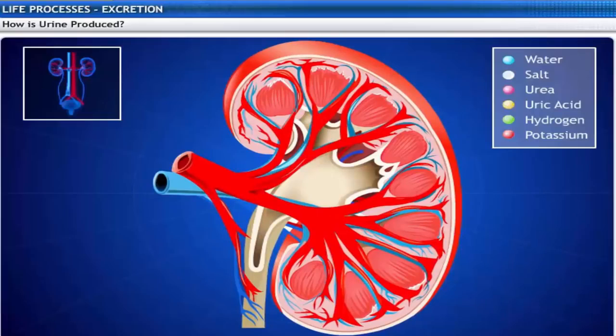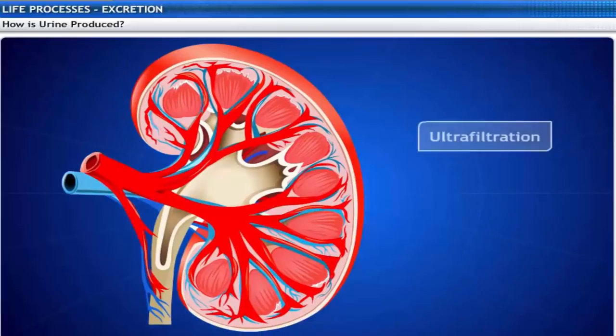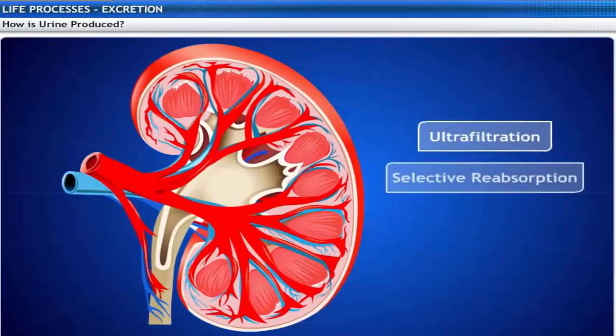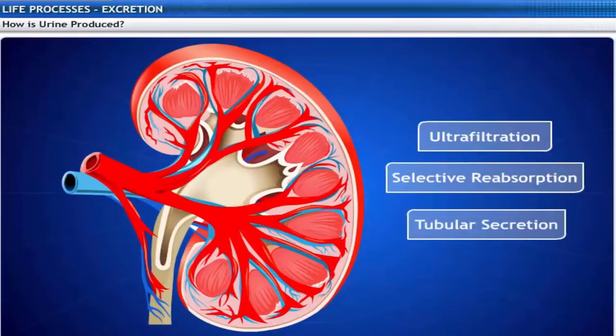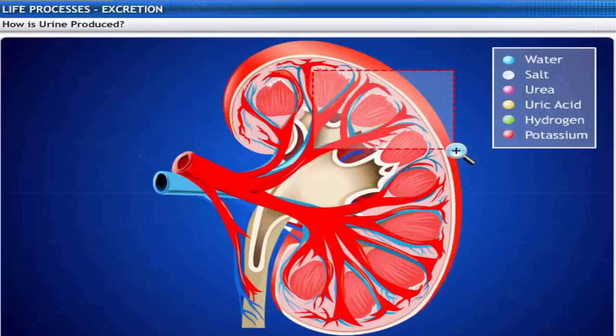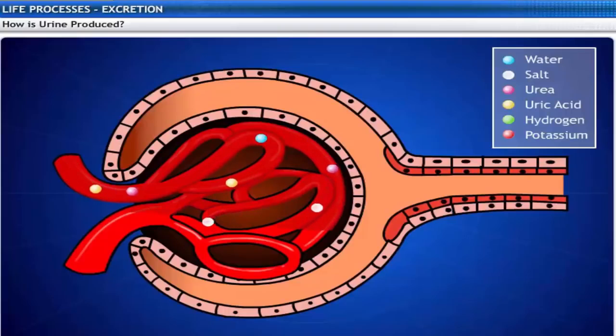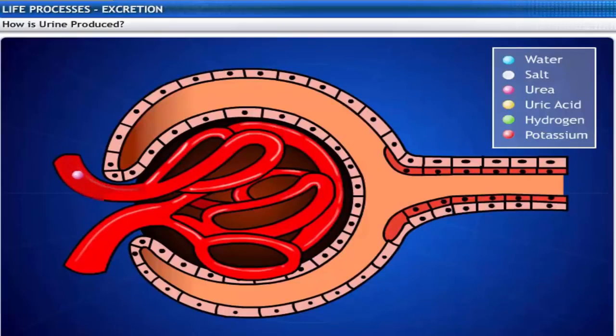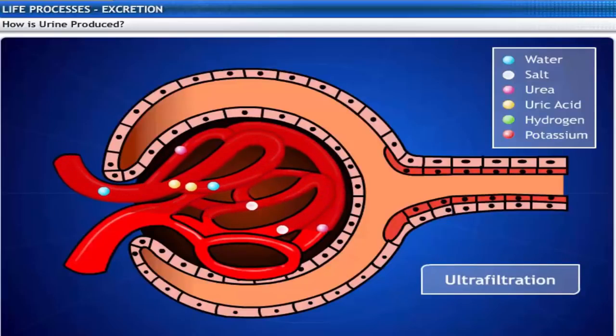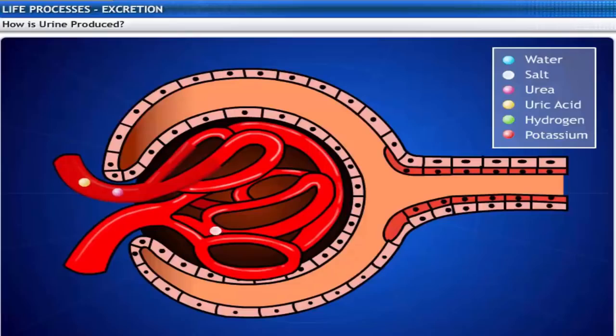The kidney performs 3 functions leading to urine formation: ultrafiltration, selective reabsorption, and tubular secretion. Nephrons filter minerals, wastes, and water but retain red cells, proteins, and large molecules. This process is known as ultrafiltration. The filtered blood is returned to the body through the veins.